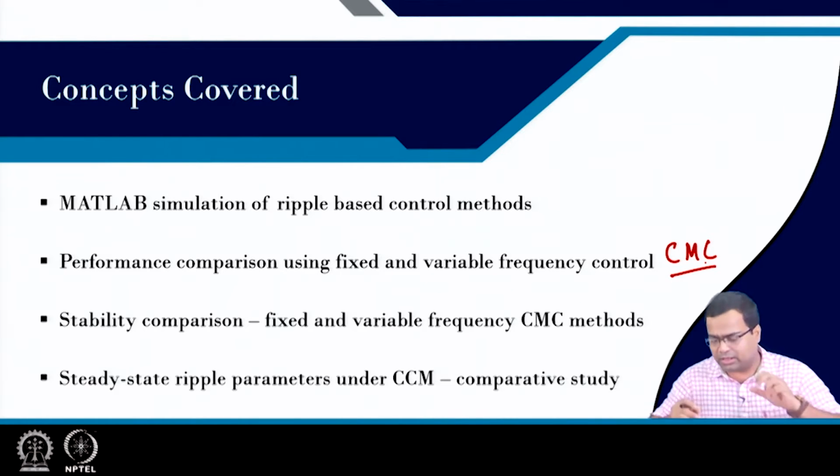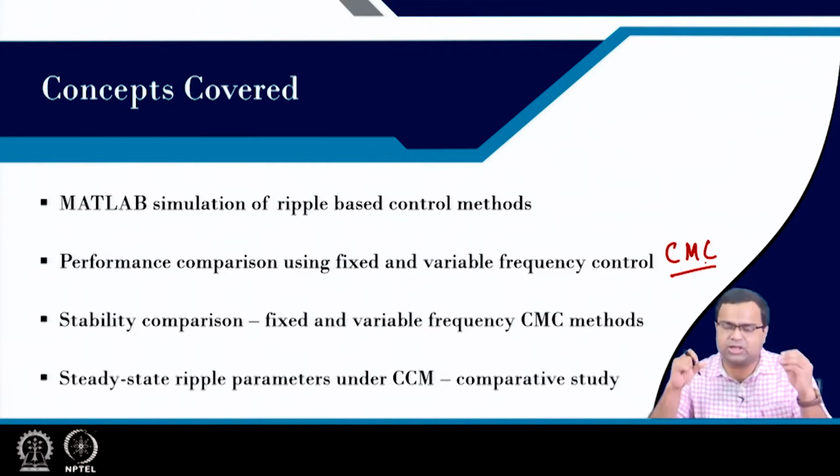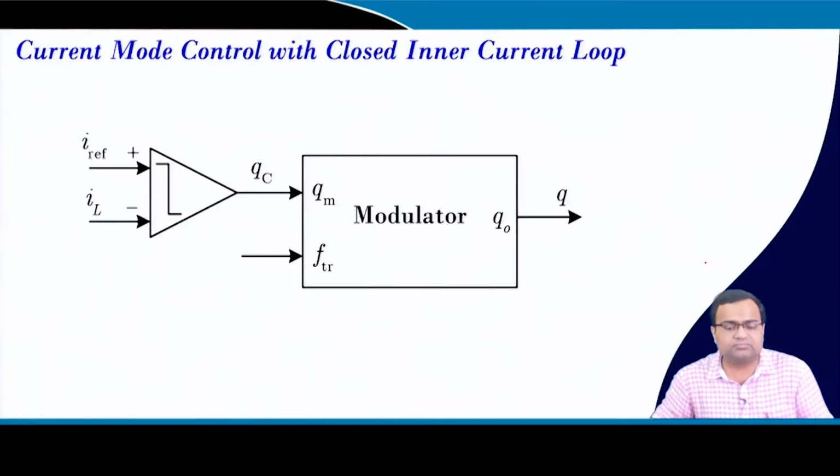Our objective here is to consider continuous conduction mode, with a synchronous configuration, that means always under continuous conduction mode. We are going to talk about peak current mode control and valley current mode control under fixed frequency. Also we are going to talk about constant on time, constant off time, as well as hysteresis control, all under current mode control, and then we want to see the comparison.